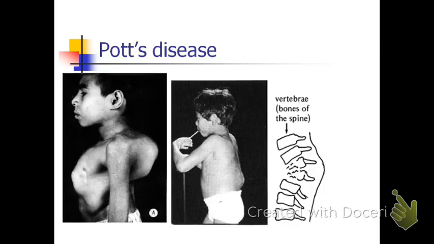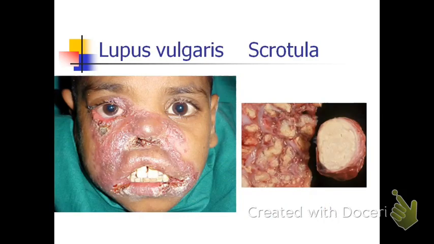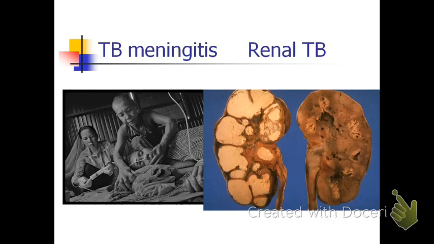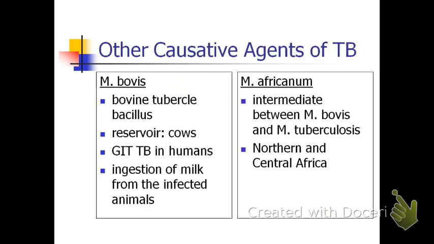So, this is an illustration showing us Pott's disease or the TB of the spine. Take note that in the illustration, there is a degradation of the vertebra. Then, this one is lupus vulgaris or the TB of the skin. Scrofula is the tuberculosis of the lymph node. TB meningitis could also somehow result in paralysis. Renal tuberculosis primarily affects the kidneys.